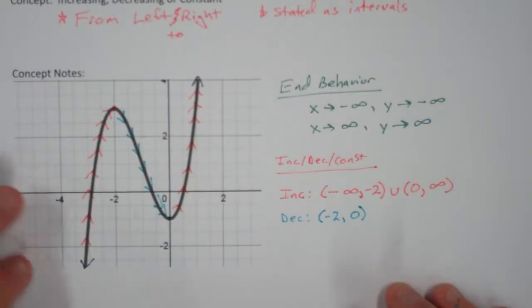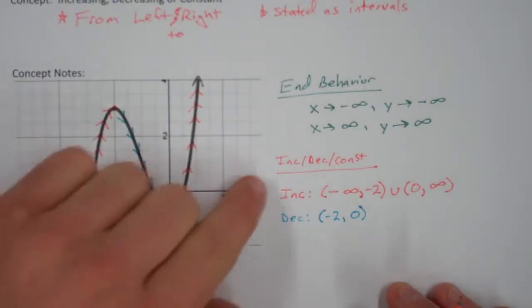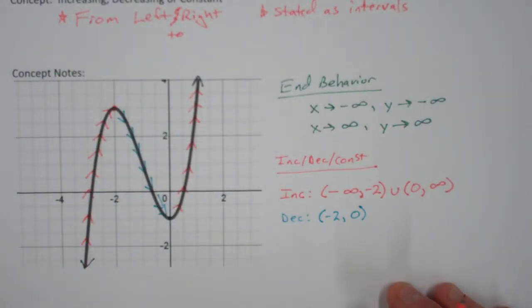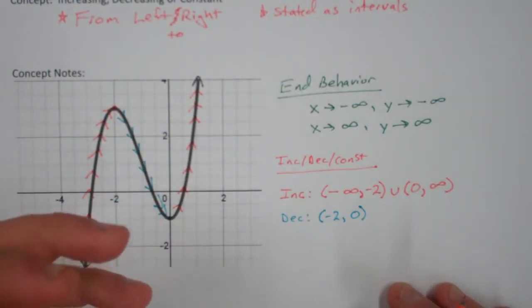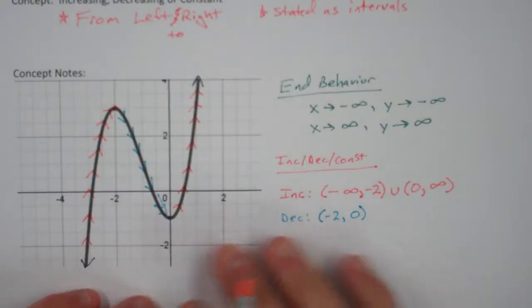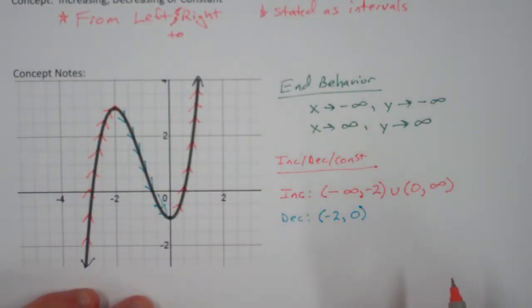End behavior is as we look all the way to the left or all the way to the right, what are the y values doing? And when we talk about whether a function's increasing, decreasing, or constant, we always go from left to right, and we're concerned about the x values where the function is either increasing, decreasing, or in some cases remaining constant.